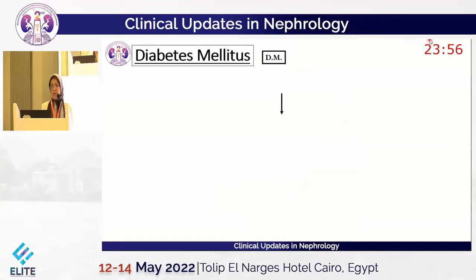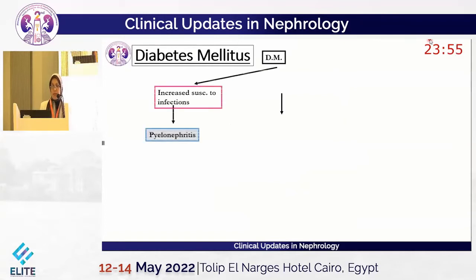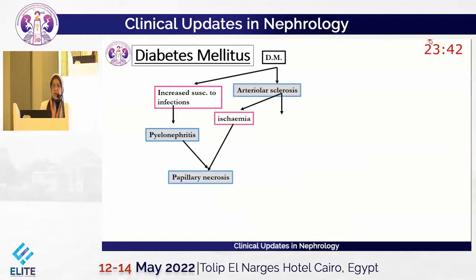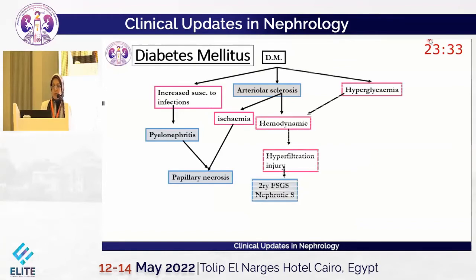Regarding diabetes mellitus, of course, we all know that diabetes can affect the kidney with short-term and long-term effects. By increasing susceptibility to infection, diabetes can increase the risk of pyelonephritis. Arteriosclerosis caused by diabetes mellitus will lead to ischemia, and the combined effect of ischemia and pyelonephritis can lead to papillary necrosis. Arteriosclerosis together with hyperglycemia, in the short term, will lead to hemodynamic changes and hyperfiltration.